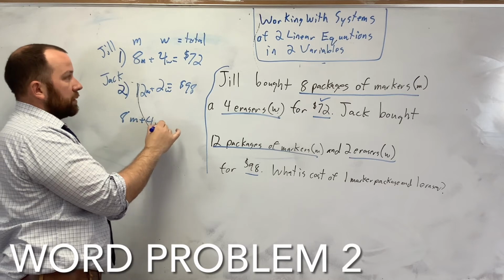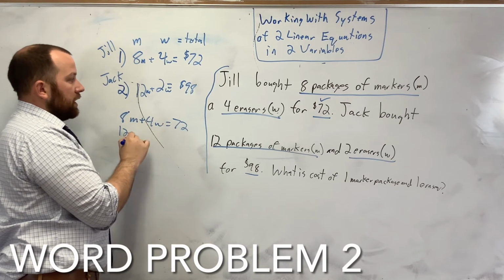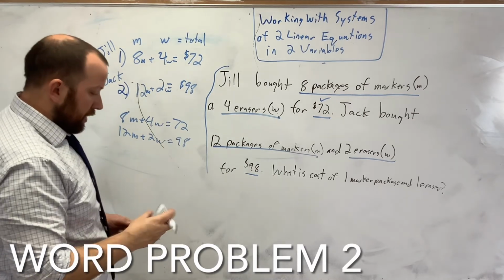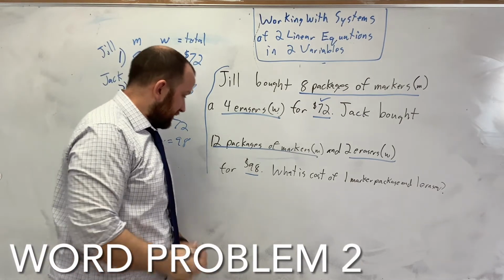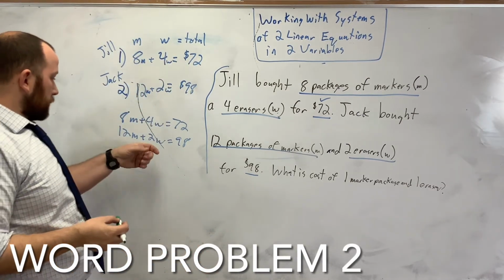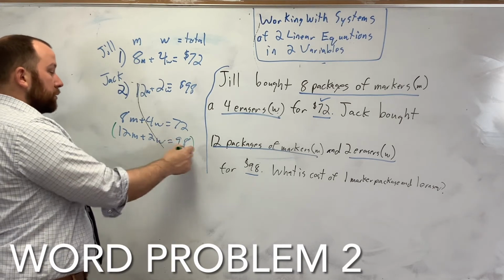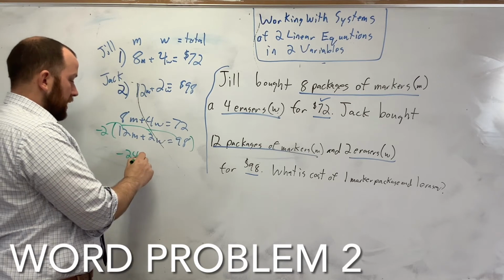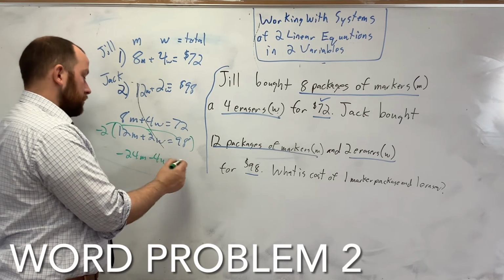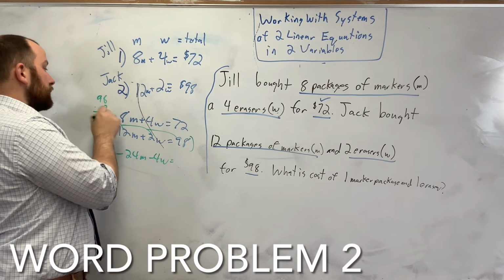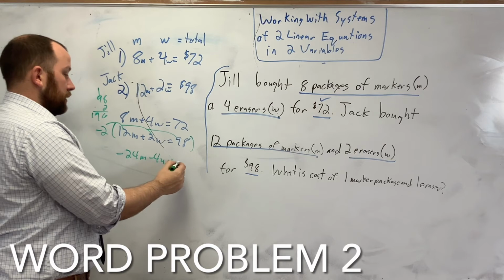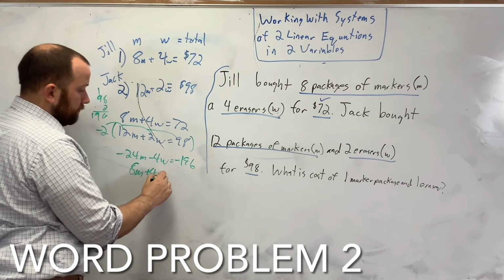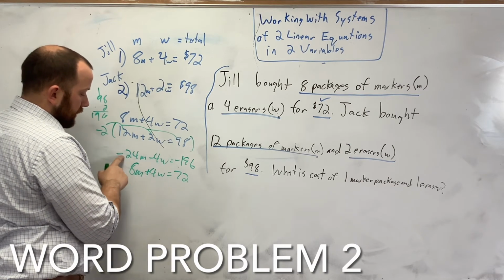8m plus 4w equals 72. 12m plus 2w equals 98. Now this is set up for elimination, so that's what I'm going to do. I'm going to switch this to a -4, so I'm going to multiply this whole thing by -2. Gives me negative 24m minus 4w. Just to make sure I don't do anything wrong. Negative 196. I'm going to bring my top equation down. And there we go. Eliminate.